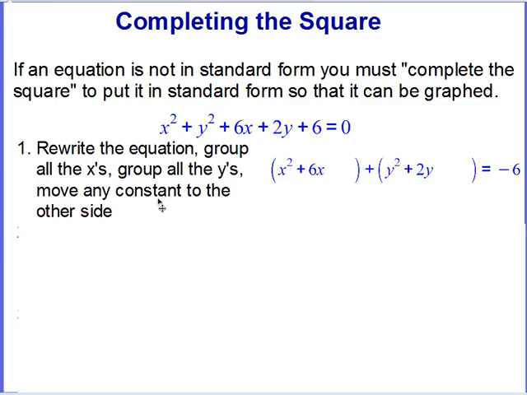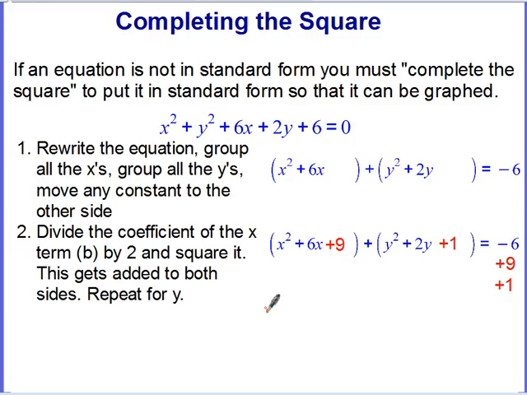So step one of completing the square is I'm going to rewrite the equation. I'm going to put all of the x's in parentheses, and I'm leaving this space here intentionally because we're going to fill it in. Now I'm going to put all the y's in parentheses, and again, leave this space here intentionally. Any constant, I'm going to move to the other side. So 6 gets moved to the other side, and if I move something from one side to the other, I have to actually subtract, so it would become -6.